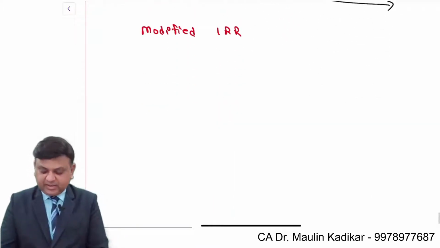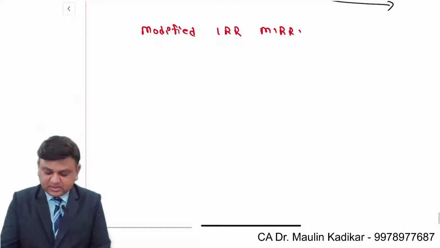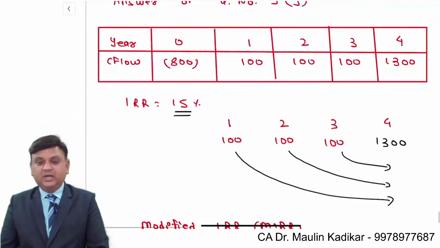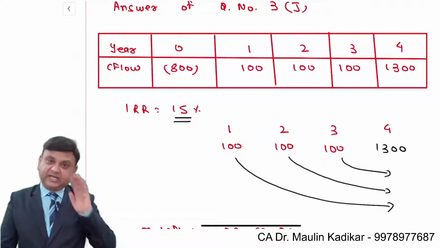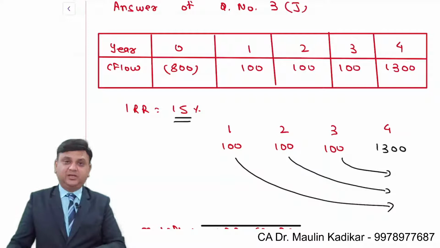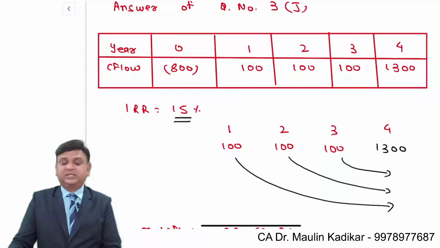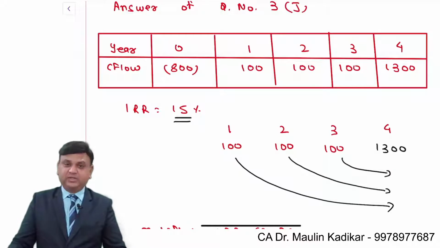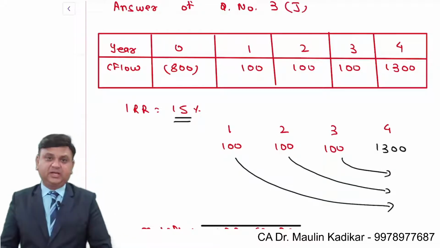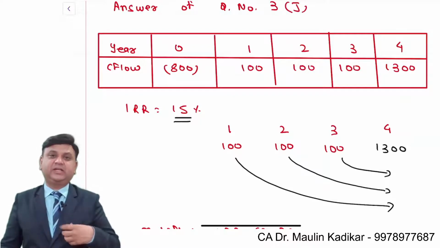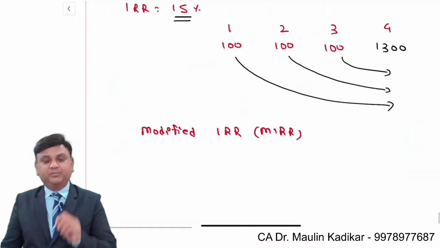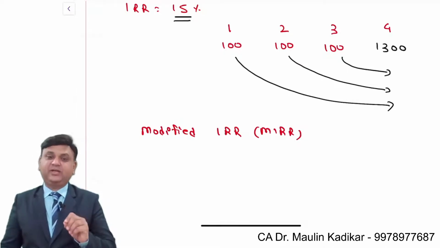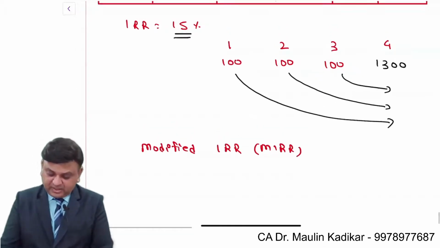What does the term modified internal rate of return, MIRR, mean? It means that in order to overcome the limitation of the IRR criteria with respect to the reinvestment rate assumption, we have a modified version of IRR. In this modified version, we compute the future value of the internal cash accrual with the reinvestment rate provided to us in the example.